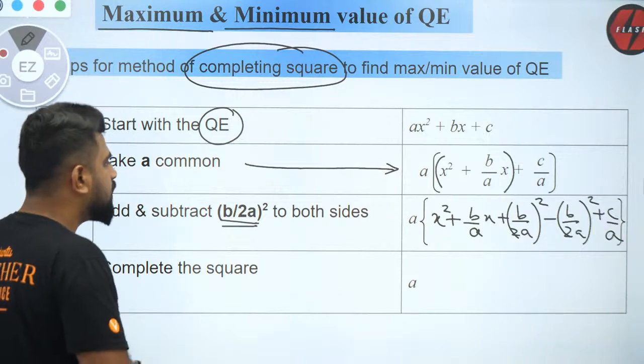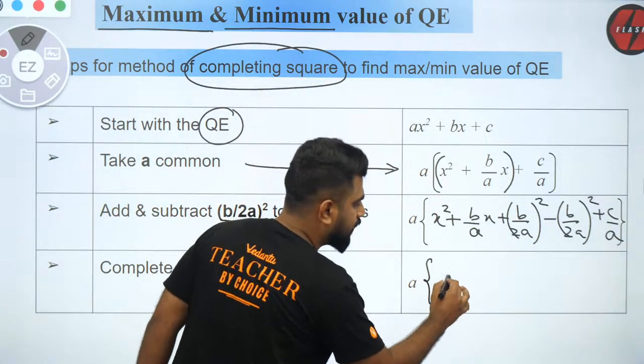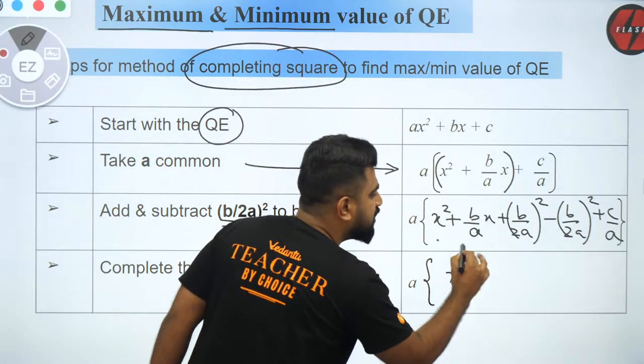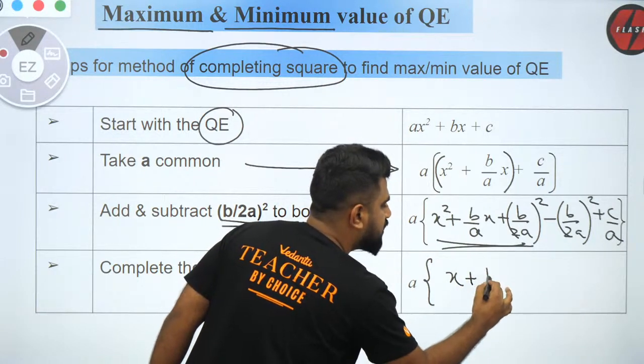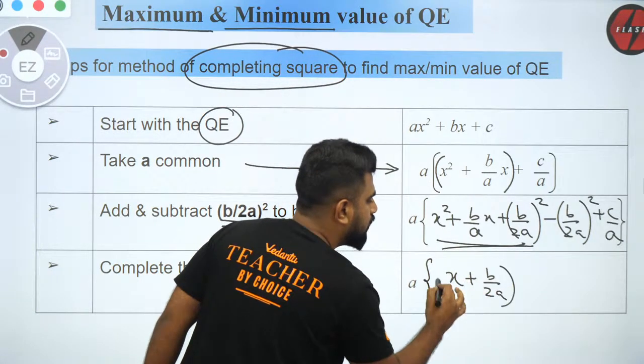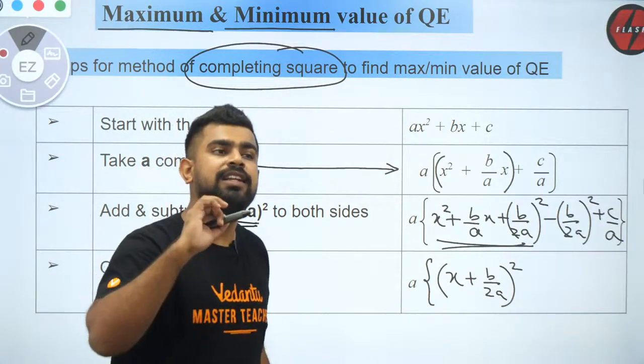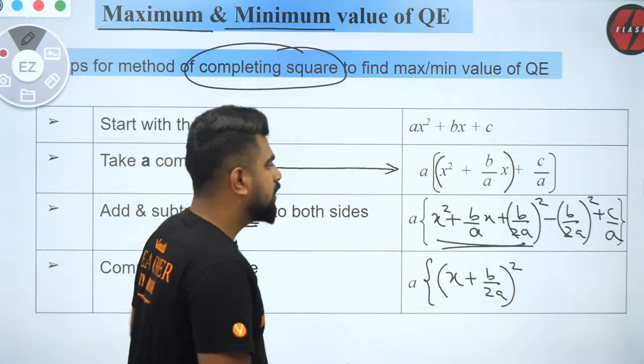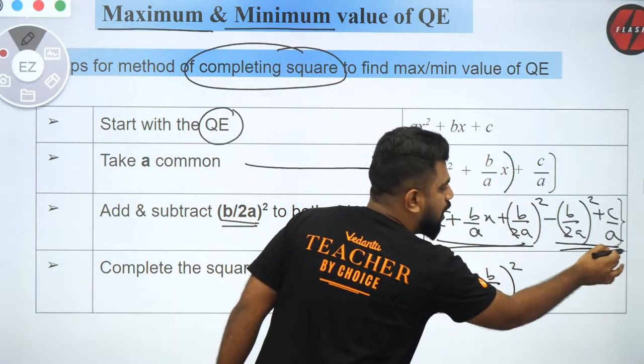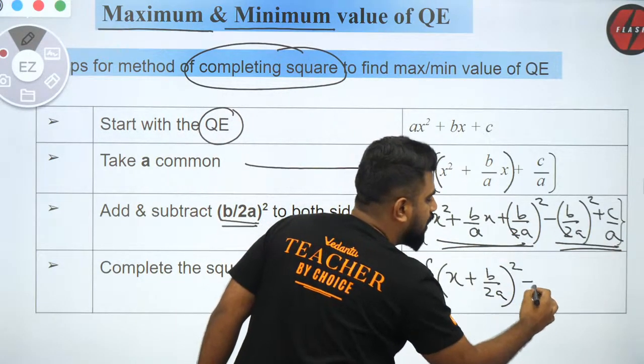Okay, so let's move forward. So here what do we have? Can I say this is the square of x plus b by 2a? Are you all clear with that? Now these two are left out. Now, if you take LCM, what will you get?